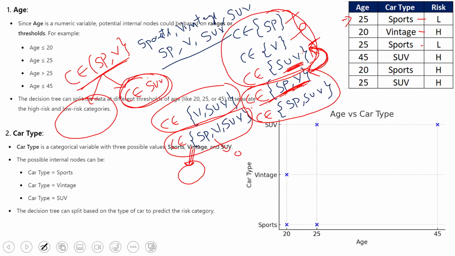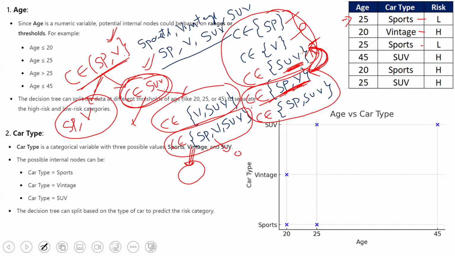Even this is doing the same, right? If you say C belongs to SUV, this will also split all the cars belonging to SUV on one side, and all the cars that don't belong to SUV on the other side. So the information captured by this condition is also captured by this condition. We don't need both of them. It is simple. C belongs to sports and vintage is moving all the cars that belong to sports and vintage onto one side, and it is bringing the SUVs on the other side.